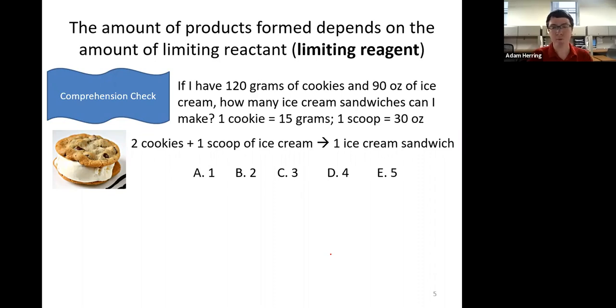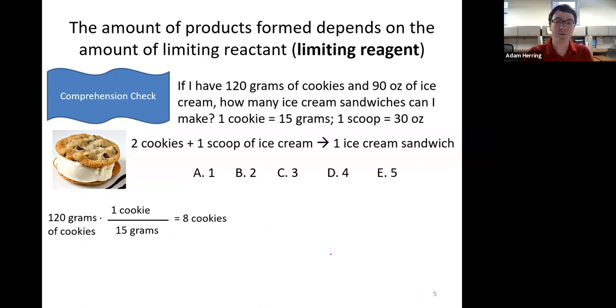Welcome back. So, we need to first find out how many cookies we have and how many scoops of ice cream. And that's because our balanced chemical equation is given in terms of the number of cookies and the number of scoops of ice cream. So if we have 120 grams of cookies and each cookie weighs 15 grams, we see that we have 8 cookies. If we used all 8 cookies and it took 2 cookies to make 1 sandwich, we could make 4 sandwiches.